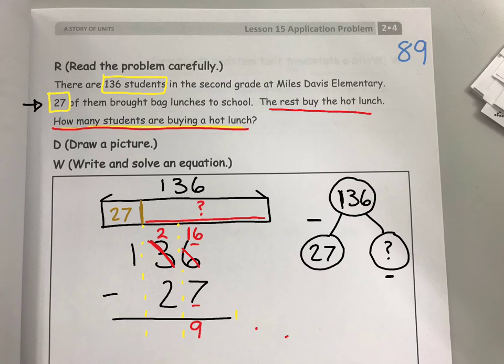If you didn't know that right away, you could have counted on. So you could start with 7 and count up to 16, keeping track on your fingers. So 7, 8, 9, 10, 11, 12, 13, 14, 15, 16. And that took me 9 fingers to get to. All right, now let's subtract our 10s. 2 10s minus 2 10s is 0. So I'm going to go ahead and put my 0 there.